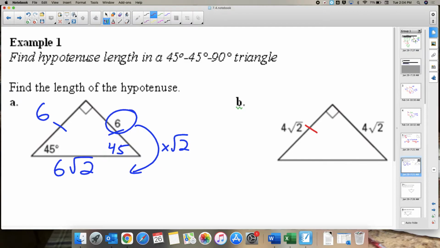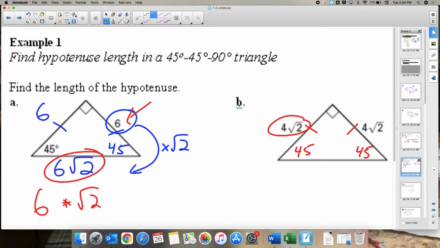Here they give us the legs that are equal. So it's 45, 45, 90. If they give you the leg, we take whatever that leg is. In the first example, our leg was 6, so we took the 6 and multiplied it by the square root of 2. That's how we got our answer. Here we're going to take our leg. Our leg is 4 square roots of 2. And we are going to multiply it by the square root of 2.